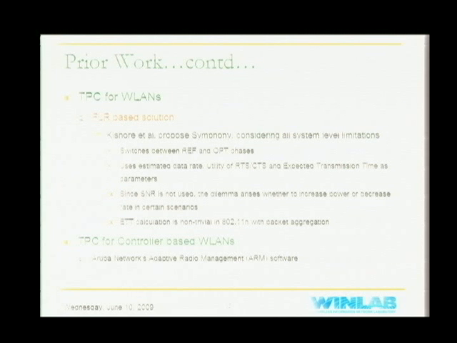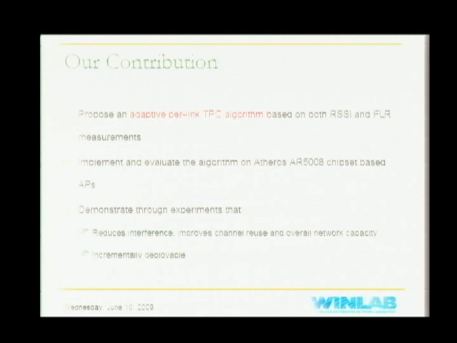Finally, TPC for controller-based WLANs is pretty straightforward. Centralized architectures just grab information from all the APs and can decide on the optimal transmit power to use. So our contribution is that we propose an adaptive per-link transmit power control algorithm based on both RSSI and frame loss rate measurements. We have implemented and evaluated it on Atheros 802.11 boards. And we demonstrate through experiments that it reduces interference, improves channel reuse, and improves the overall network capacity.